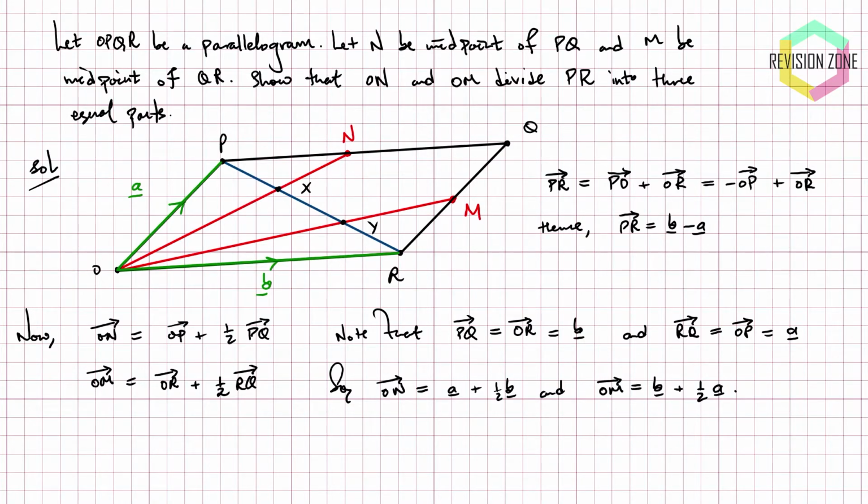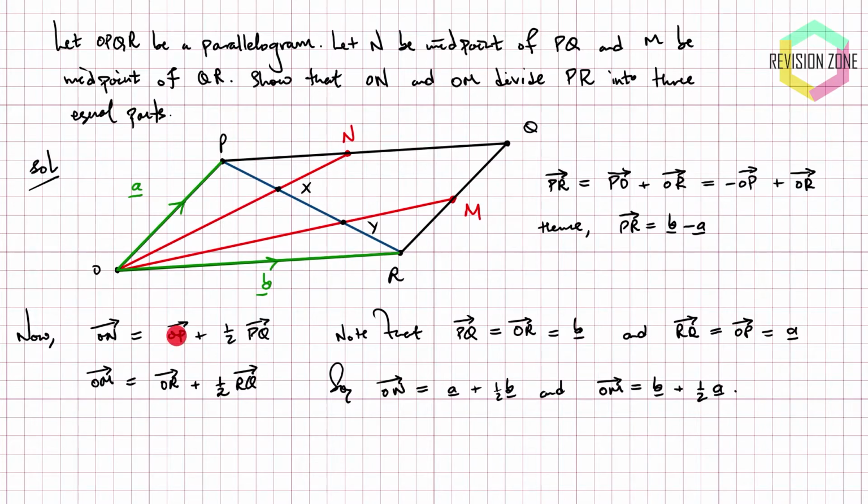And likewise, R to Q is actually the same as O to P, which is A, which means that we straight away know what OP and OR are. And we've also just figured out what PQ and RQ are. Okay, we've just done that here. So PQ and RQ. Okay, and so we can stick these in.